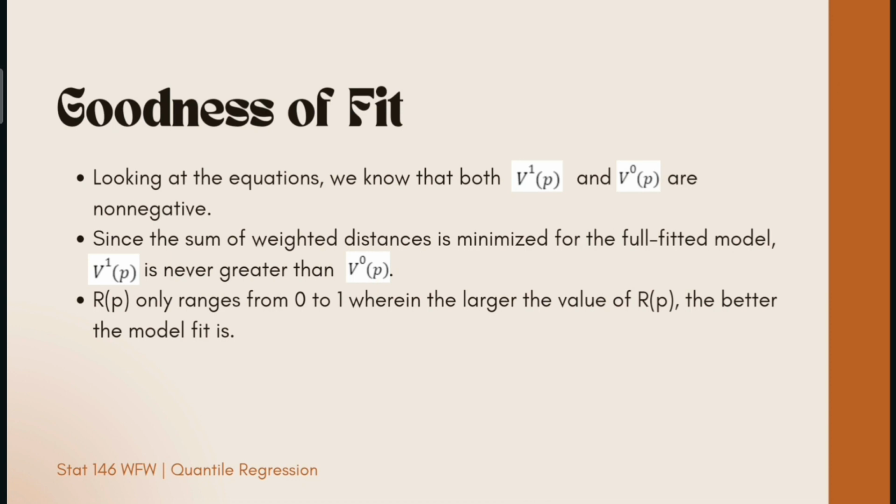Based on the equations from the previous slide, we know that both the numerator and denominator are non-negative since we are getting the absolute values of the distances. Also, because the sum of the weighted distances is minimized for the full fitted model, as mentioned in earlier videos, v superscript 1 of p is never greater than v superscript 0 of p. Thus, like the R squared used in OLS, the pseudo R squared only ranges from 0 to 1, wherein the larger the value of the pseudo R squared, the better the model fit is.